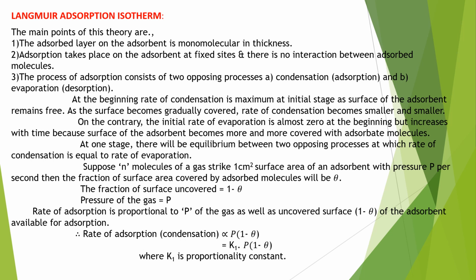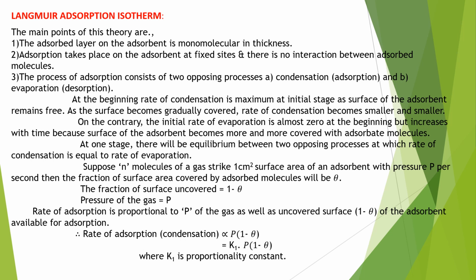Now, based on these 3 points, the equation for this Langmuir adsorption isotherm is derived. So, how is it derived? Let us move on to the derivation. Let us assume that n molecules of a gas strike the surface of an adsorbent whose surface area is 1 centimeter square with a pressure P per second, then the fraction of surface area covered by the adsorbed molecules will be theta.